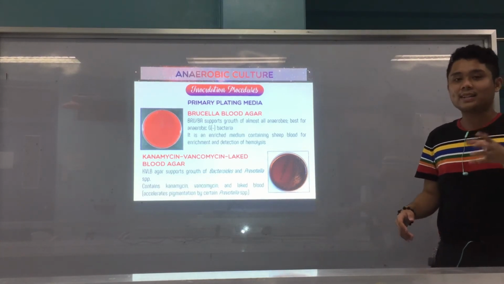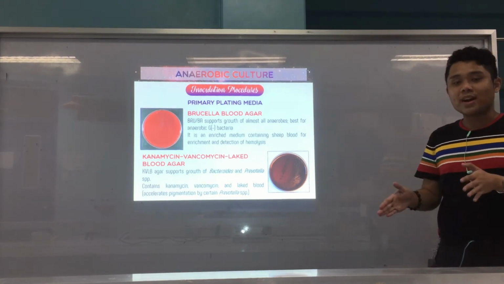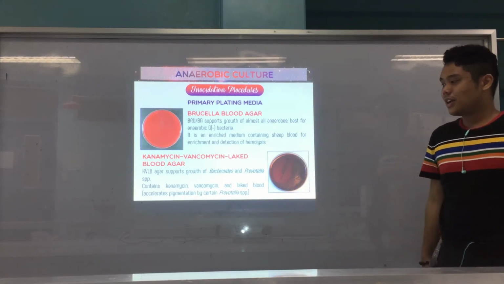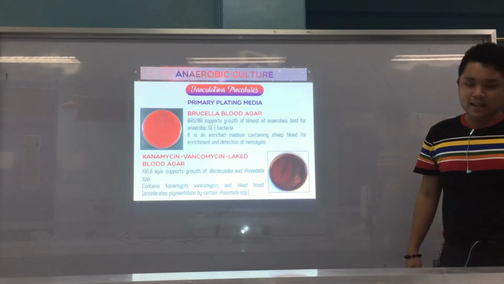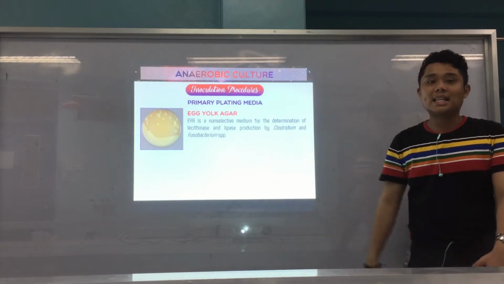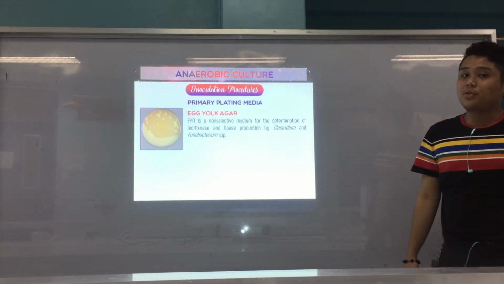Again, when you say laked, it is repeated freezing and thawing of the blood para mulize ang RBCs. Okay? Alright, and it accelerates the pigmentation by certain Prevotella species. Okay. Alright. Next, we also have egg yolk agar. It's used to detect lecithinase and lipase enzyme capabilities of Clostridium and Fusobacterium.